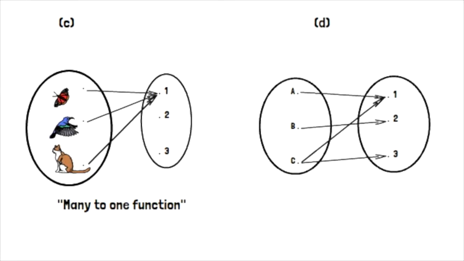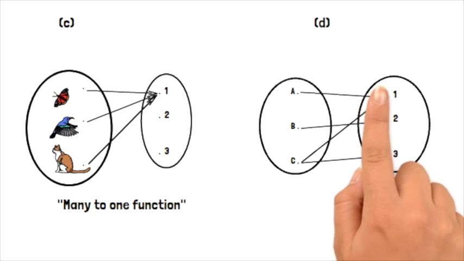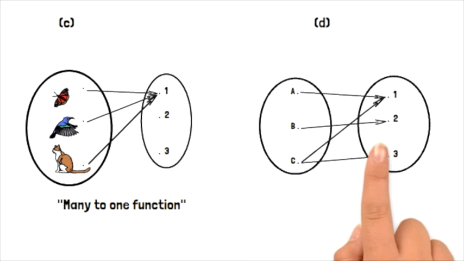Problem D shows a non-function. We see that the element C in the domain maps to two different elements in the codomain. So this is not a function.